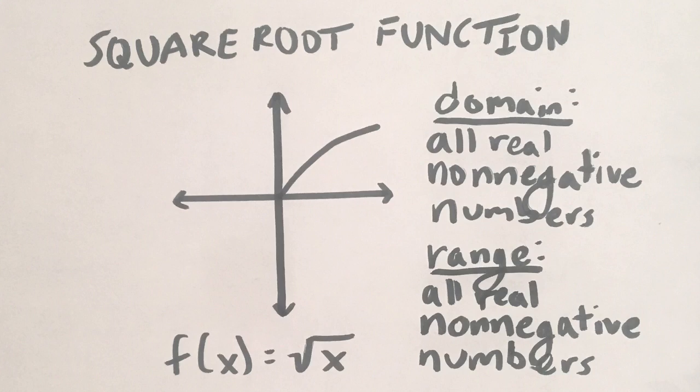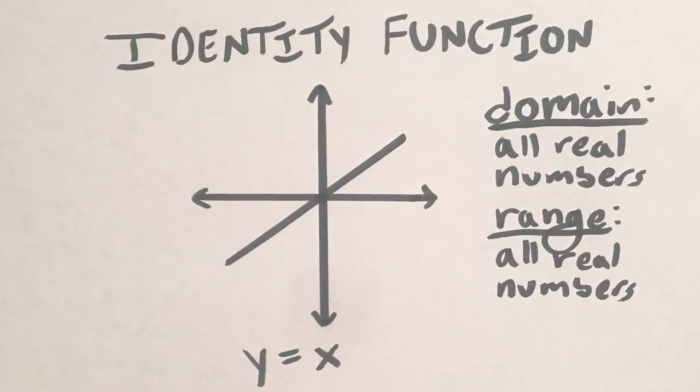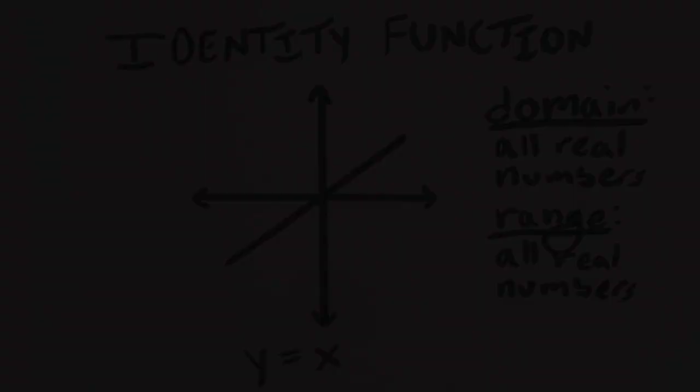This is a square root function. Its x has a radical on it. Its domain and range is all real non-negative numbers. Last but not least is the identity function. In this function, y equals x. The domain and range are all real numbers.